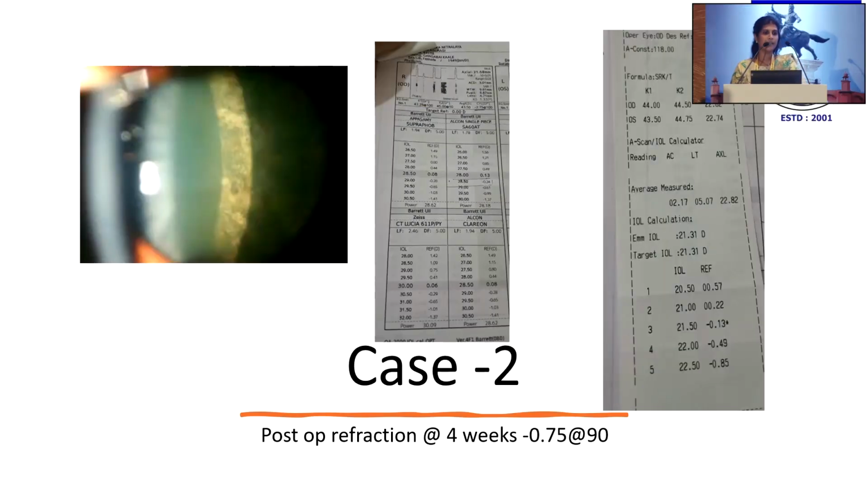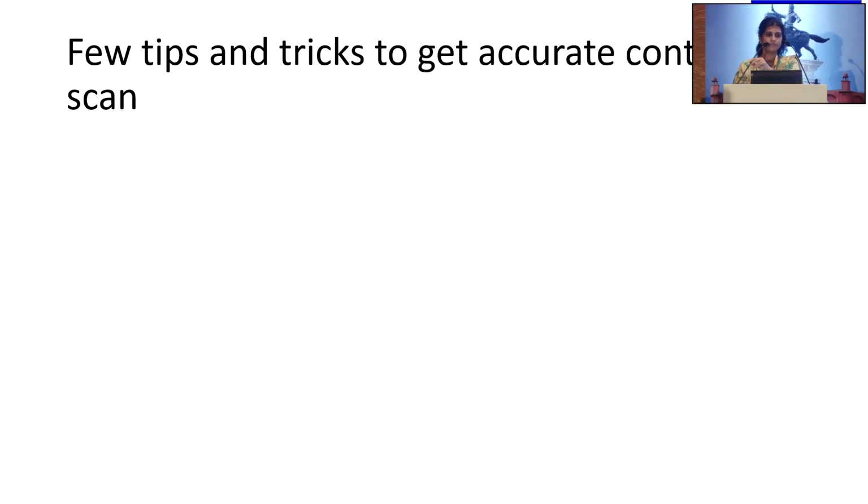In a case of very thick PSC, here also I did get an optical biometry reading, but it was very erroneous. It showed around 28 and 30, which was not acceptable. I went ahead with the old is gold method and implanted the IOL, which gave me a very reasonable post-operative error. Now I will go through a few tips and tricks to get an accurate A-scan reading.